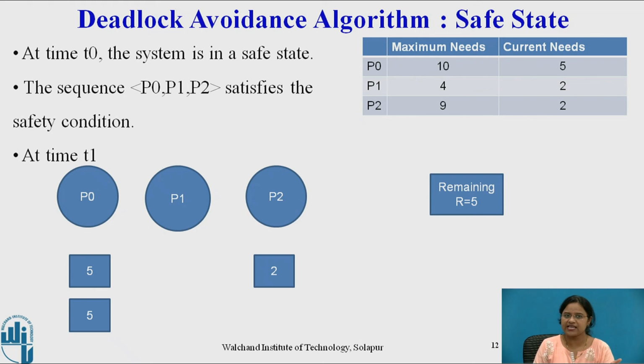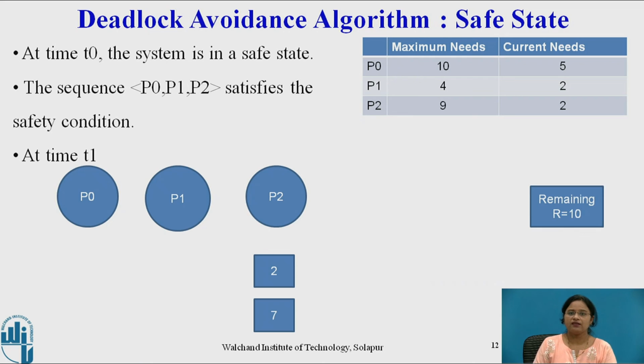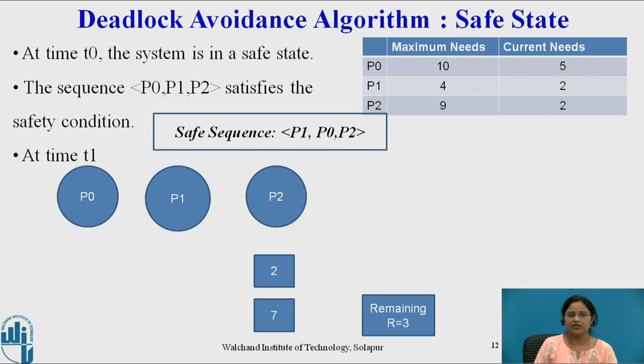Now P0 completes its execution and terminates, and it leaves all these 5 resources. So all these 5 resources will be released, and then the total remaining resources are now 10. Then process P2 requests 7. Yes, obviously 7 is less than 10, so 7 will be allocated to P2, and now the remaining is 3. P2 will finish its execution and then terminate. So we can say that the processes at time t1 are in a safe sequence P1, P0 and then P2. If this safe sequence is executed, then deadlock will not occur in the system.